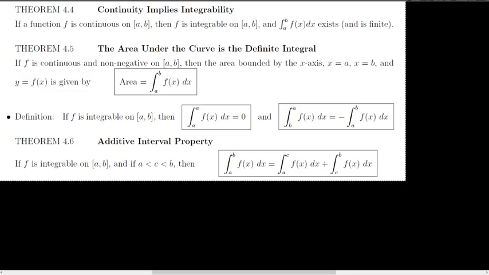Okay. So now, remember, we want to talk about properties. Let's get to the properties. And here they are. These are theorems that we could prove, but we're not. We're just going to state them and take them at face value. So the first theorem, theorem 4.4, says that continuity implies integrability. To translate that, theorem 4.4: all continuous functions are integrable.